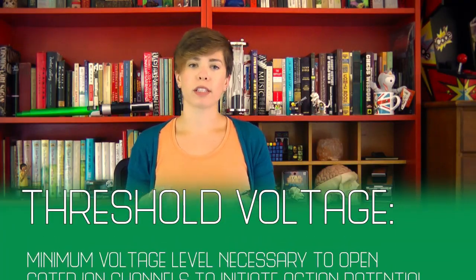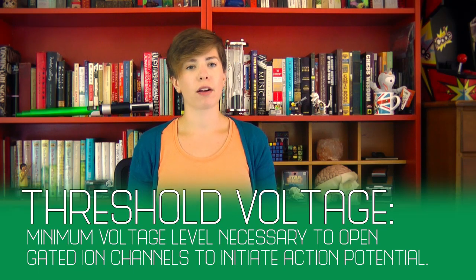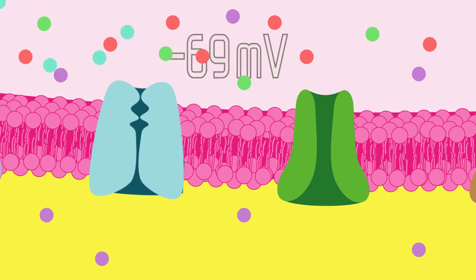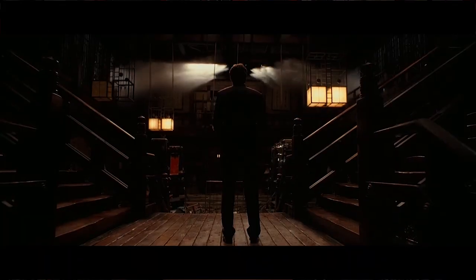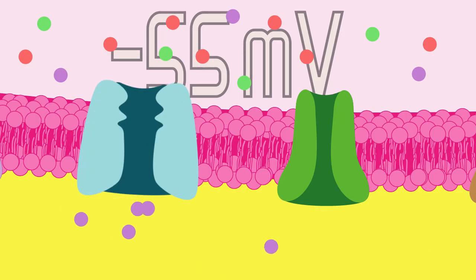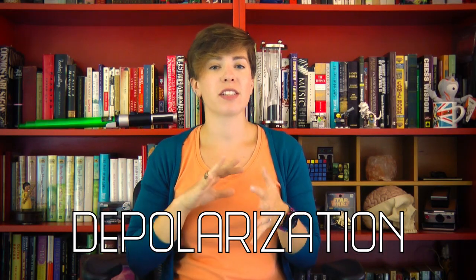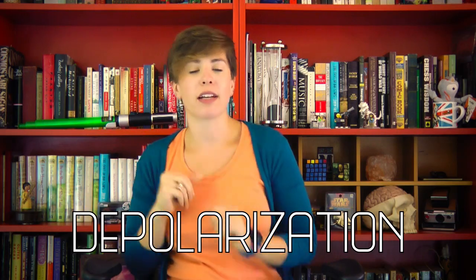This threshold voltage causes new channels to open in the cell membrane, called gated ion channels. These channels are normally kept closed and only open when the voltage crosses a certain value. Essentially, it's like throwing open a floodgate. Kind of like that scene from Inception, where Leonardo DiCaprio is standing in the dream and it's like whoosh, whoosh, whoosh, right? Once the channels are open, positive sodium ions rush into the cell, causing a spike in the electrical potential. So the inside of the cell becomes more positively charged than the outside. This is called depolarization, when the cell ditches its normal negative inside, positive outside configuration.